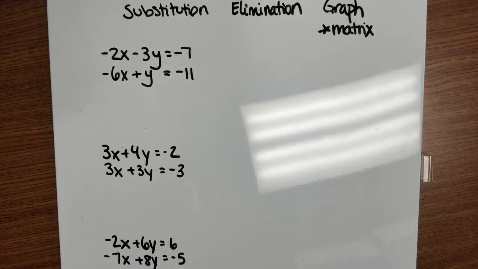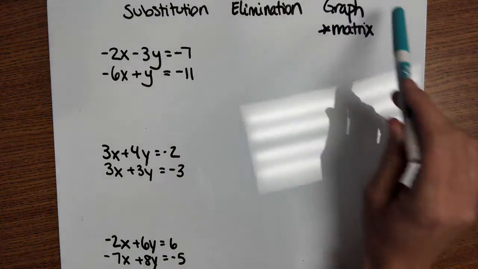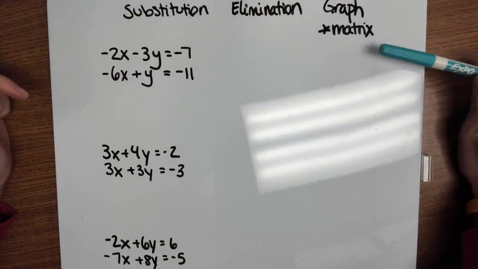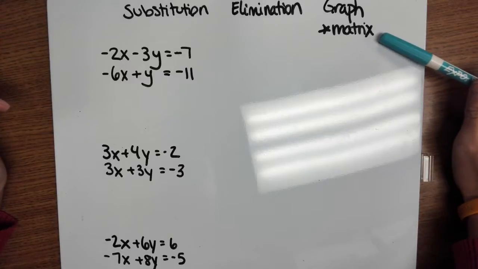Alright, so this time we're going to do a real quick basic review of how to solve a system of equations. Up at the top here, I have the three ways that you should be familiar with already: substitution, elimination, and graphing. And then a fourth method that we're going to get into in the next day or two is solving it with a matrix.